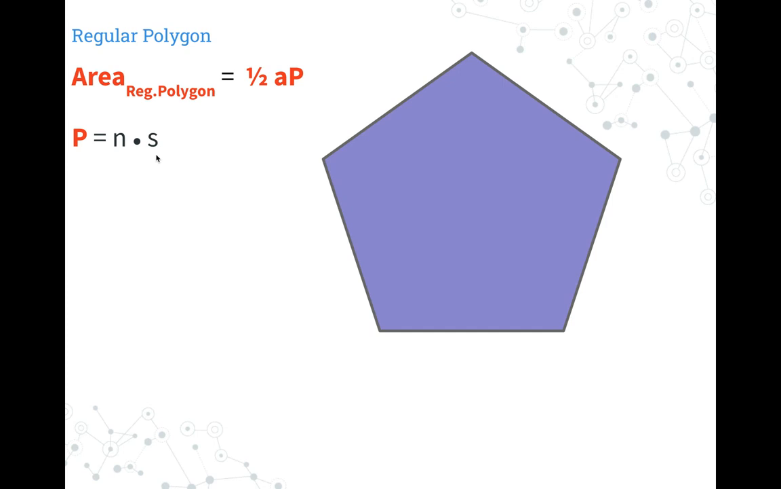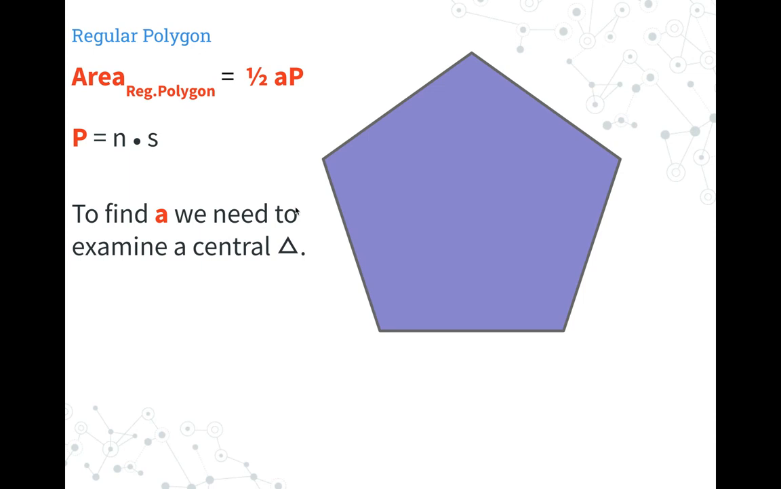So by the way, how do you get perimeter? It's just n, which is the number of sides, times s, which is the side length, right? So in this case, it's 5 times s. However long the side length is, there's 5 of them, so it's just 5 times s. Now to find the apothem, we need to examine a central triangle. So here is a central triangle. Go ahead and draw a central triangle. Remember that this vertex is the center of the regular polygon, and then you just draw 2 radii. So this is a central triangle.